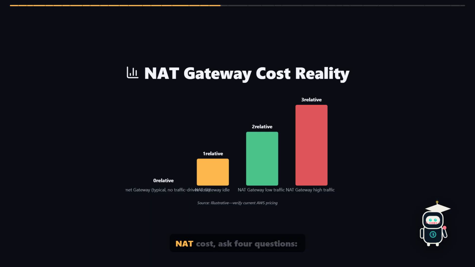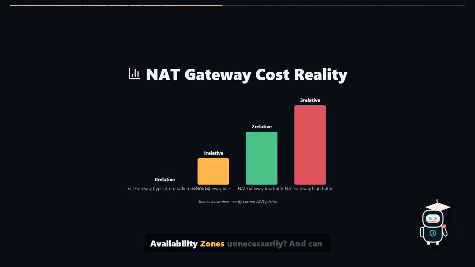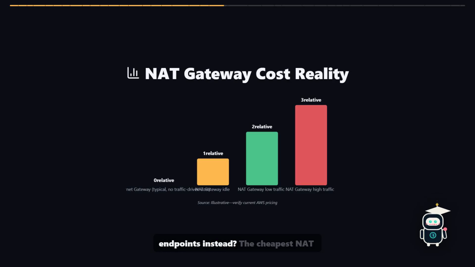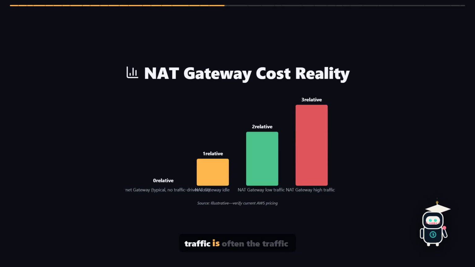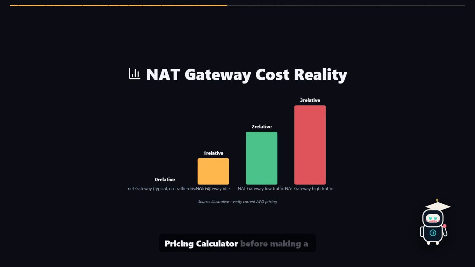So when reviewing NAT cost, ask four questions. How many NAT gateways are running? How much data are they processing? Is traffic crossing availability zones unnecessarily? And can some AWS service traffic use VPC endpoints instead? The cheapest NAT traffic is often the traffic you never send through NAT in the first place. Always verify current prices with AWS pricing documentation or the AWS pricing calculator before making a production cost estimate.